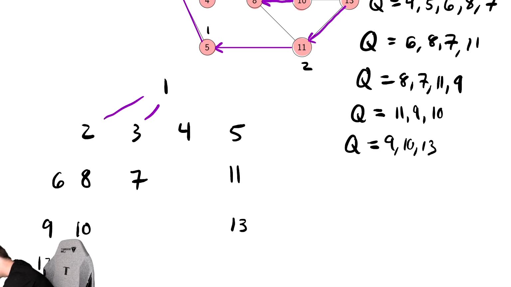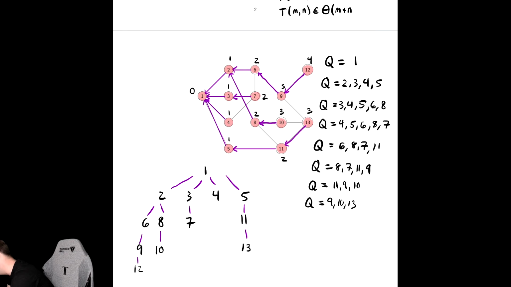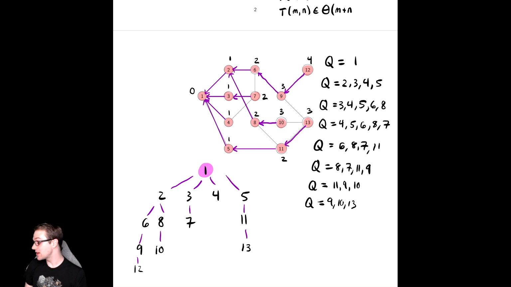So we have 1 as the root, and then there's this first child level, the second child level, third child level, and the last child level. So we can redraw this as a tree with the root being the starting vertex. So we have the starting vertex at the top here. And then this is maybe a better way to visualize how you can get from 1 to anywhere else.